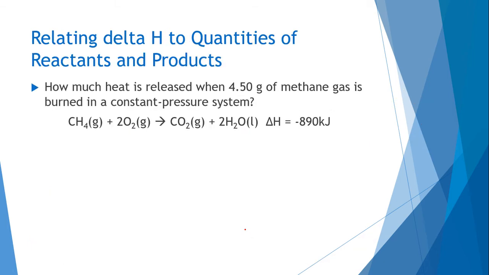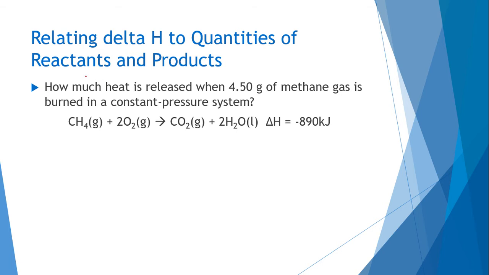So here we're going to go through 3 examples, and I'm going to specify and talk about specific things. Here this question is asking how much heat is released when 4.5 grams of methane gas is burned in a constant pressure system. Down below, it gives me the chemical equation, and then it gives me my delta H value that is associated with it. Before you even start this problem, first make sure that what the words are saying actually matches up to what's happening in the equation.